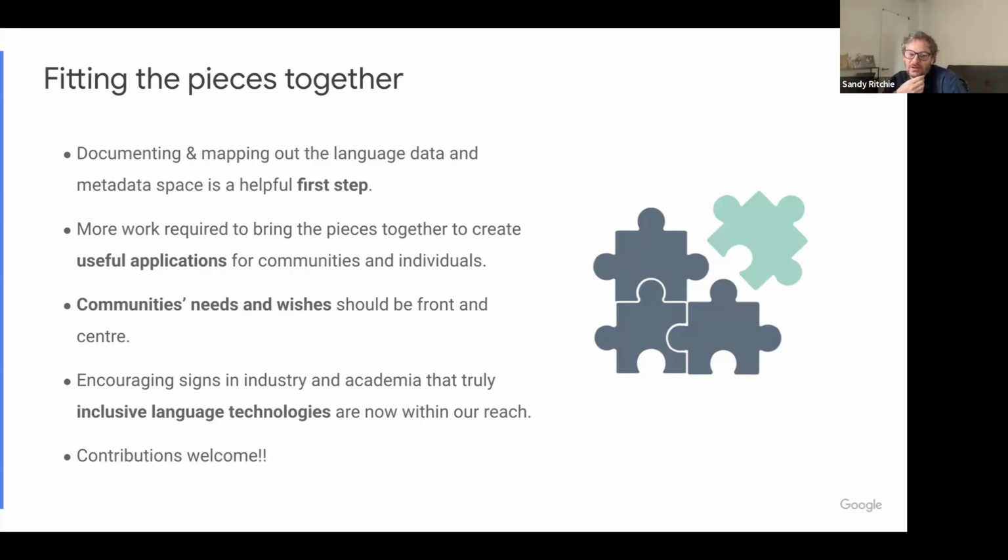Despite the many challenges, there are really encouraging signs in industry and academia that truly inclusive language technologies are within our reach. And as I said before, this requires a lot more work, and there are huge strides that we could take with more contributors and more contributions. Thank you.